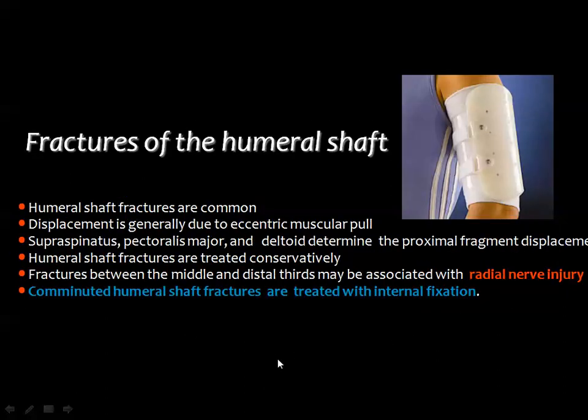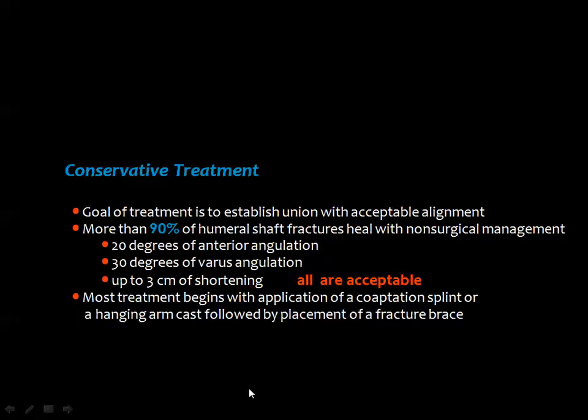And fractures of the humeral shaft are also common, and displacement is generally due to the effect of the muscles on the fracture segments. Then the radial nerve here may be involved, and you know that the radial nerve has its course within the arm, as explained previously in the elbow joint lecture. Comminuted fractures are treated with internal fixation, while the simple fractures may be treated by external fixation.